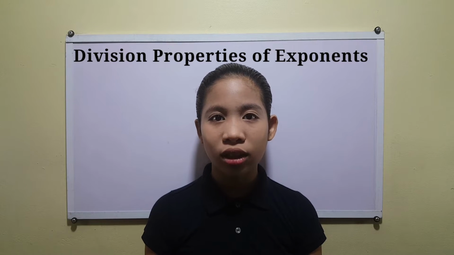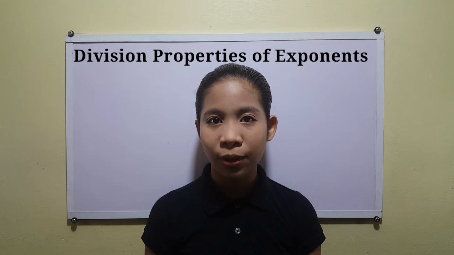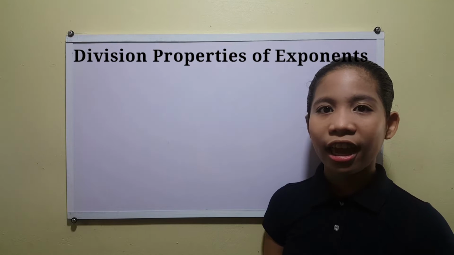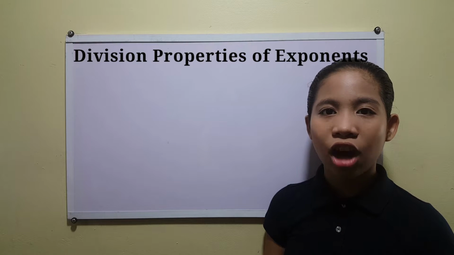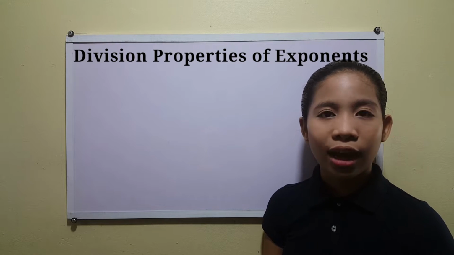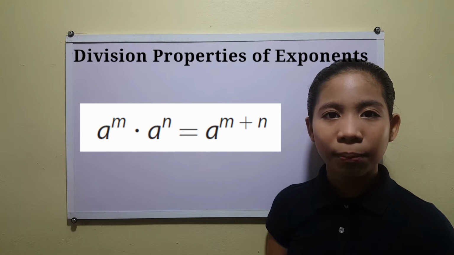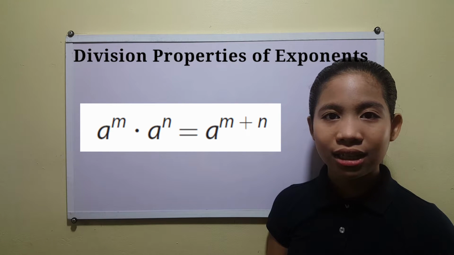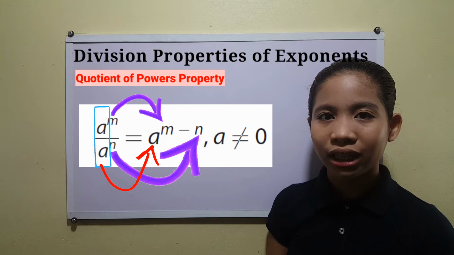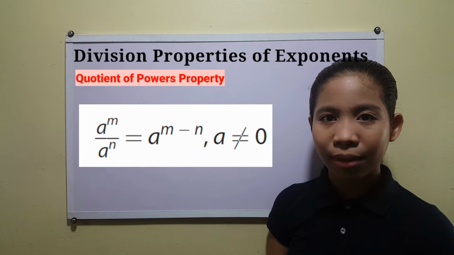Today, let's review the division property of exponent. Remember that division is the opposite of multiplication, and we add the exponents when we're multiplying with the same base. This time, we are going to subtract the exponents when we're dividing with the same base.